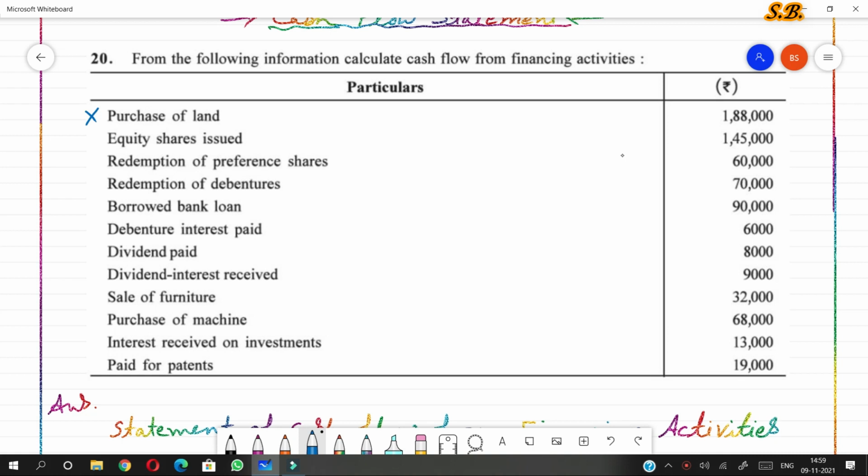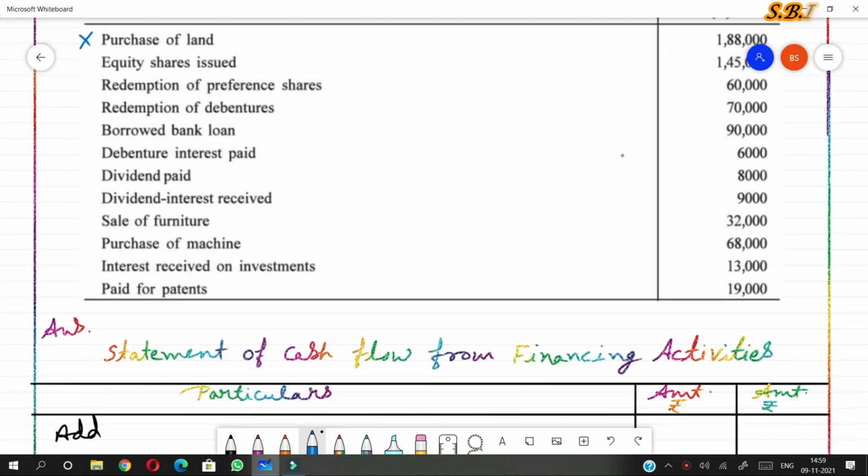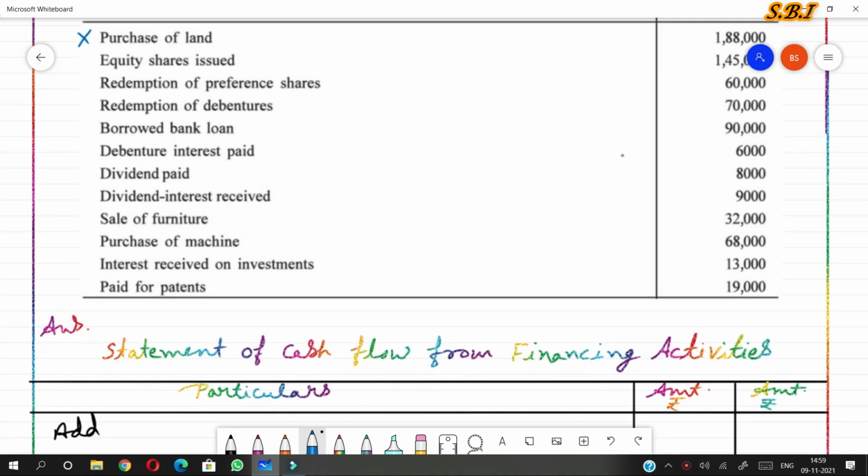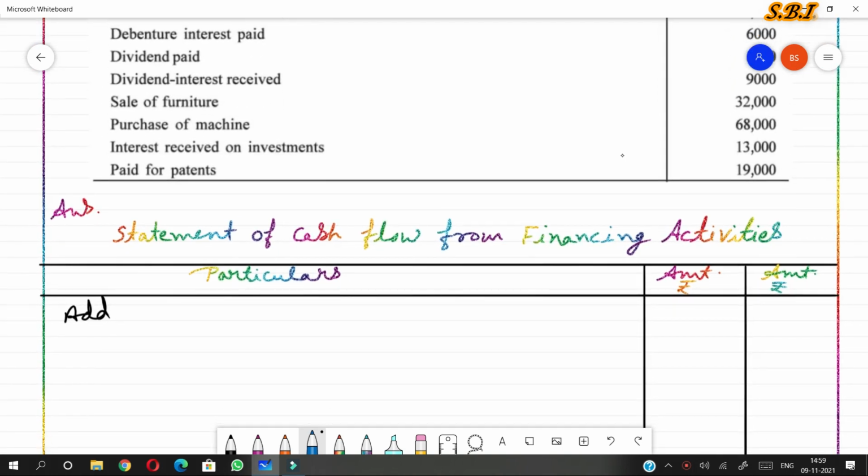Equity share issued. Due to equity share issued 1,45,000, cash flow increases, so we will add it. Equity share issued 1,45,000.